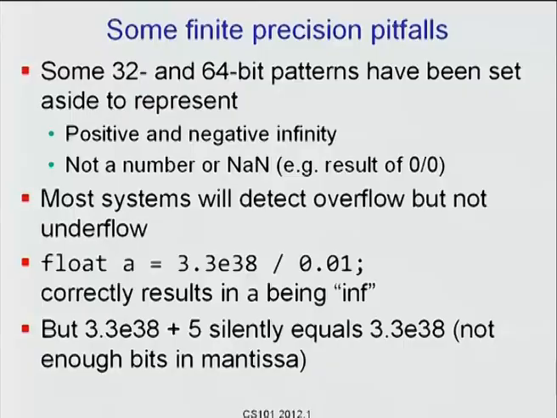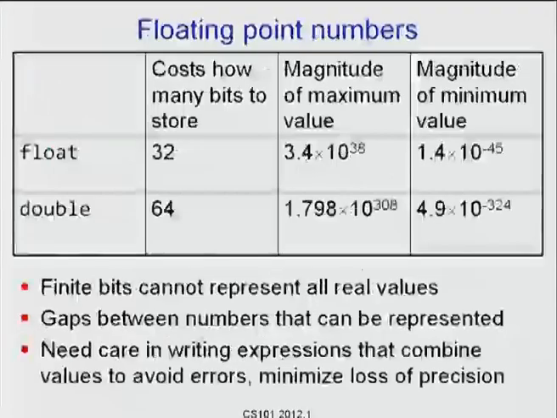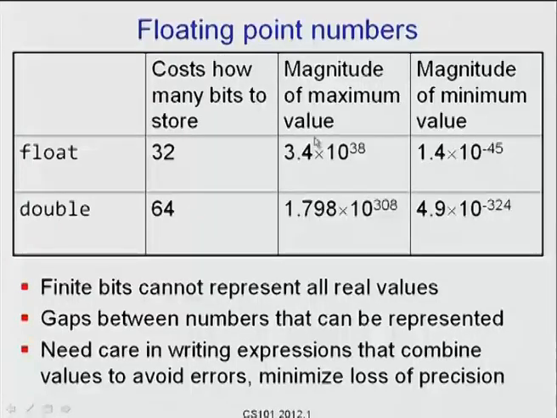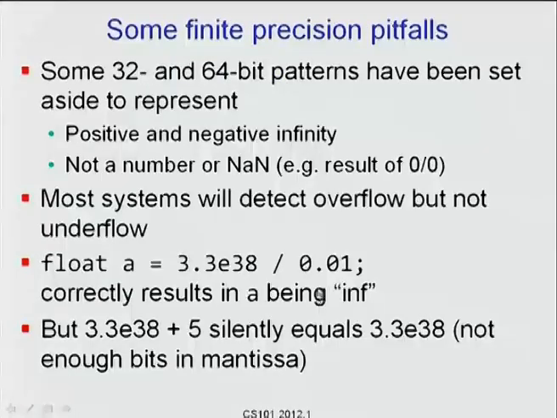Now most systems will detect overflow and turn things into infinity properly, but most systems will not detect underflow in the following sense. Suppose I have a floating point number a, which is 3.3 into 10 to the power 38. That's very close to the maximum value of 3.4 into 10 to the power 38. And now I divide it by 0.01. This will correctly result in a being set to the value called inf. Inf is a special bit pattern in float and double numbers that the compiler understands. So even while printing out that value, the runtime library doesn't print a bit pattern, it says it's infinity.